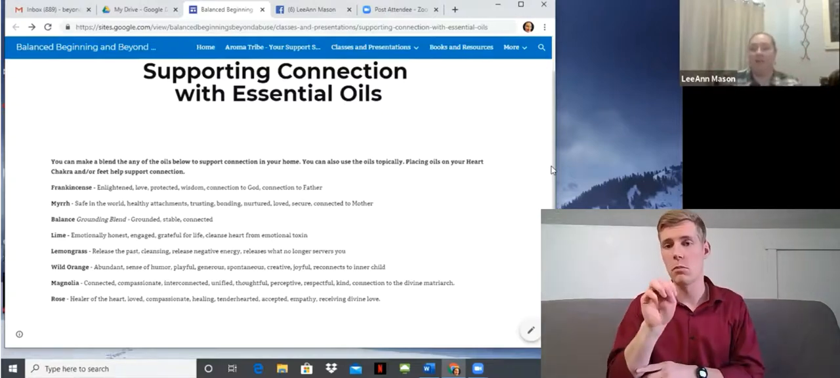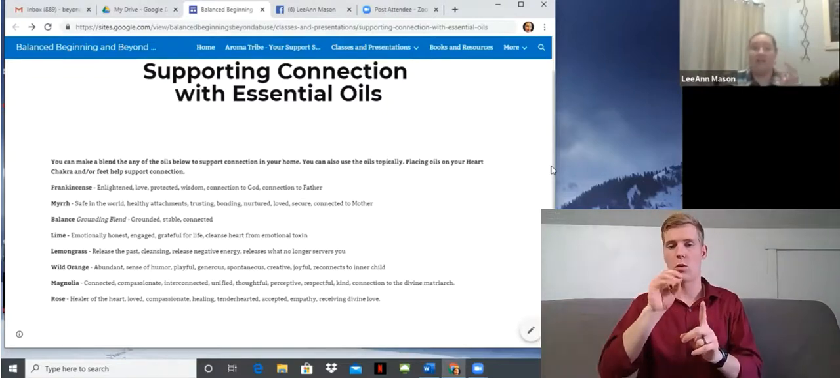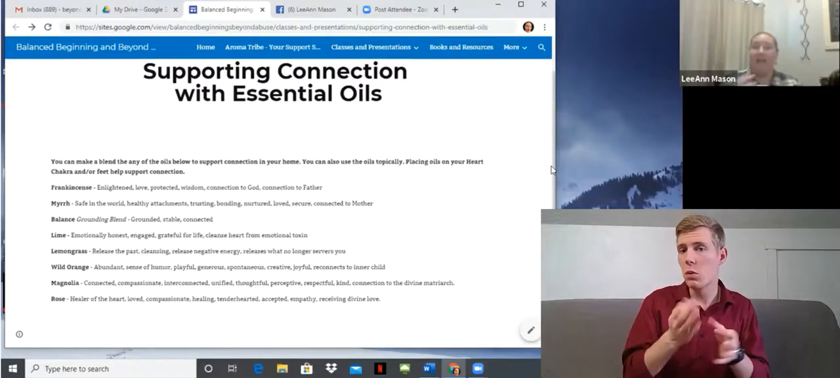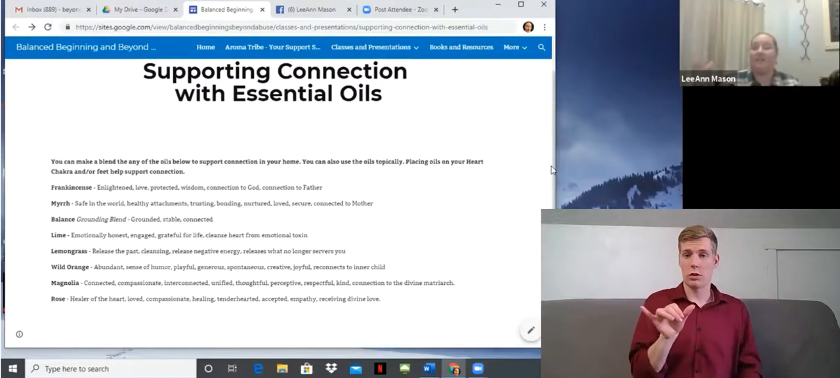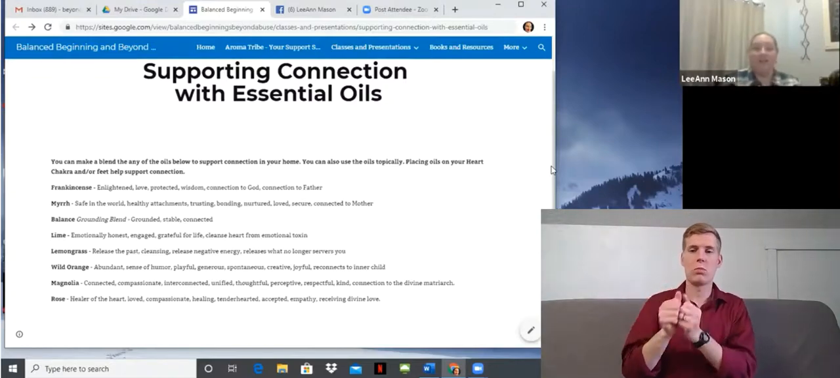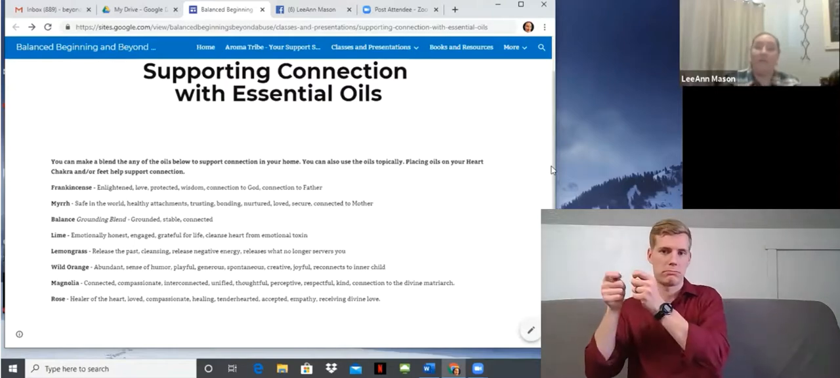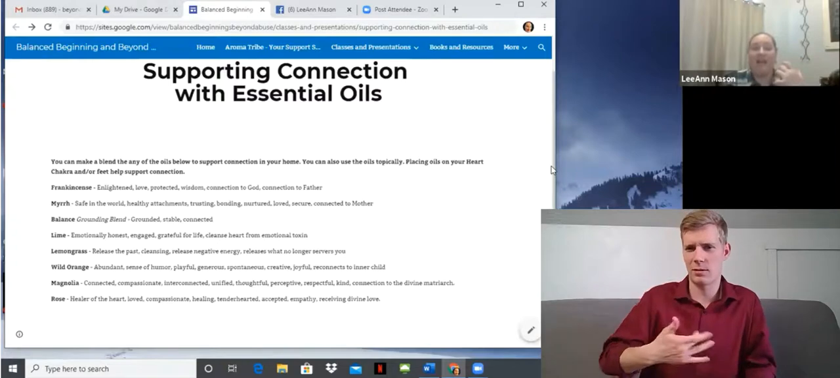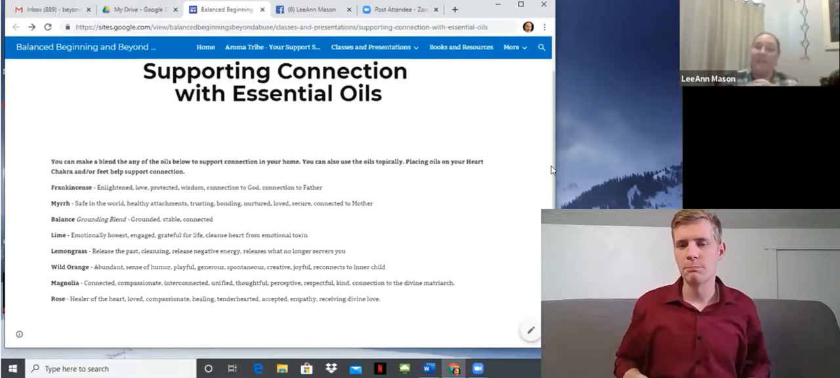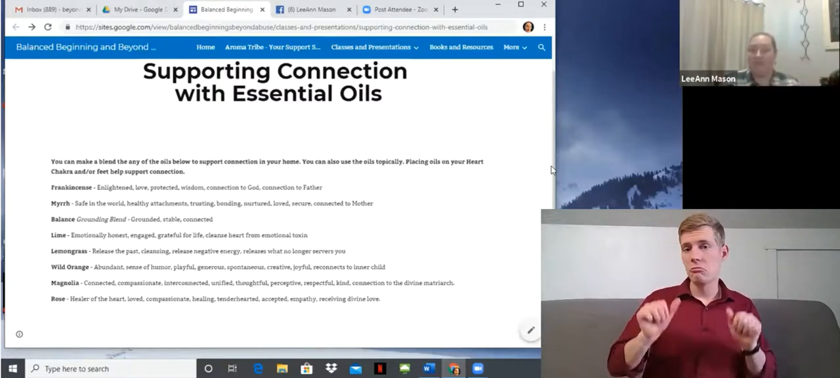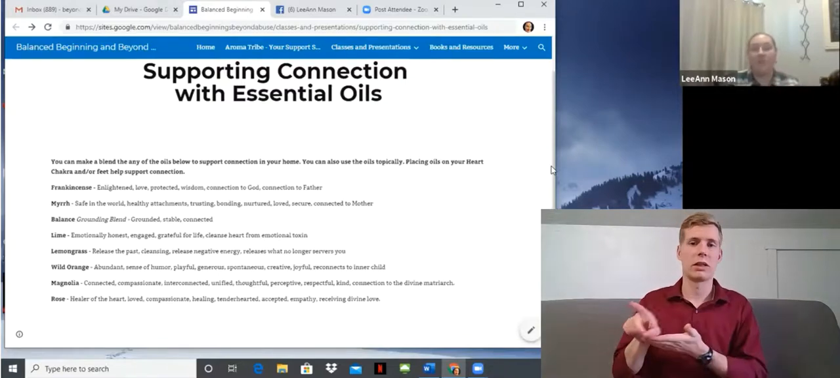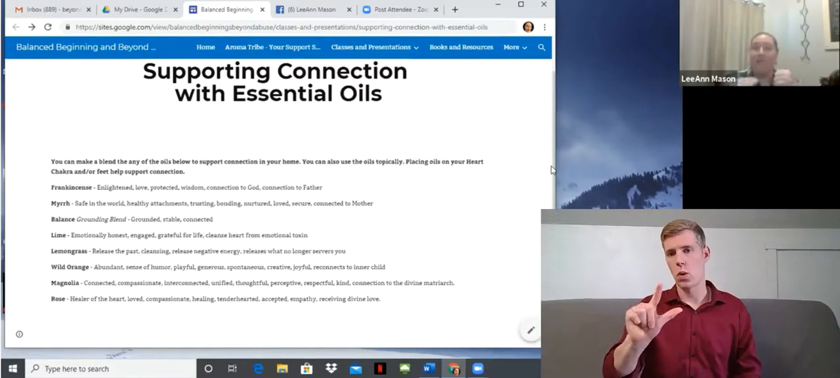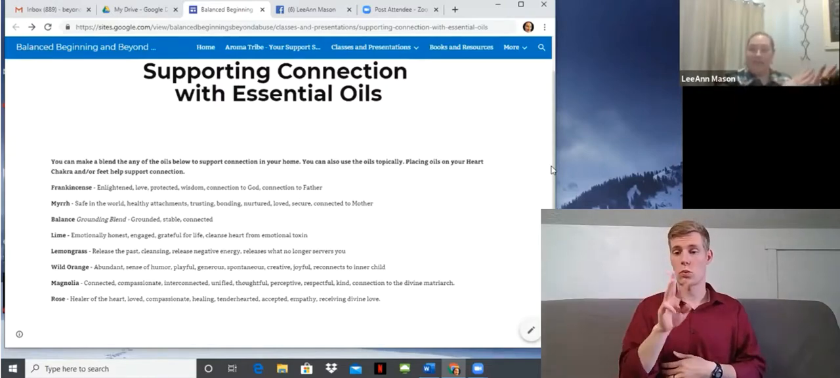Magnolia is the oil of connection. So that one is a really important one to have. And it's also the connection to the divine matriarch. So rose is another one, which is a healer of the heart, and it helps us accept and receive divine love. So those are some oils that can help. So that is why I'm also choosing wild orange to be in my dip.